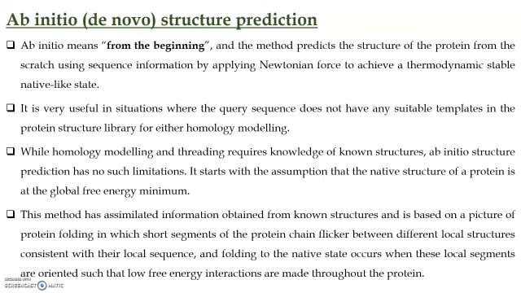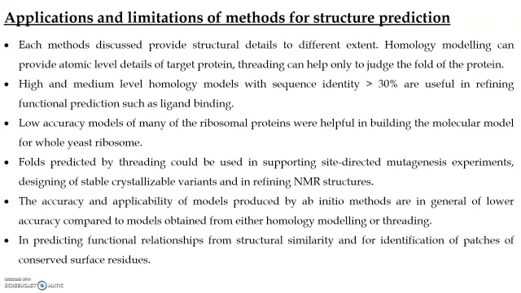It starts with the assumption that the native structure of the protein is at the global free energy minimum. This method has assimilated information obtained from known structures and is based on a picture of protein folding in which short segments of the protein chain flicker between different local structures that are consistent with their local sequence. And folding to the native state occurs when those local segments are rotated such that low free energy interactions are made throughout the protein. And the software which is used for ab initio methods is Rosetta, etc.